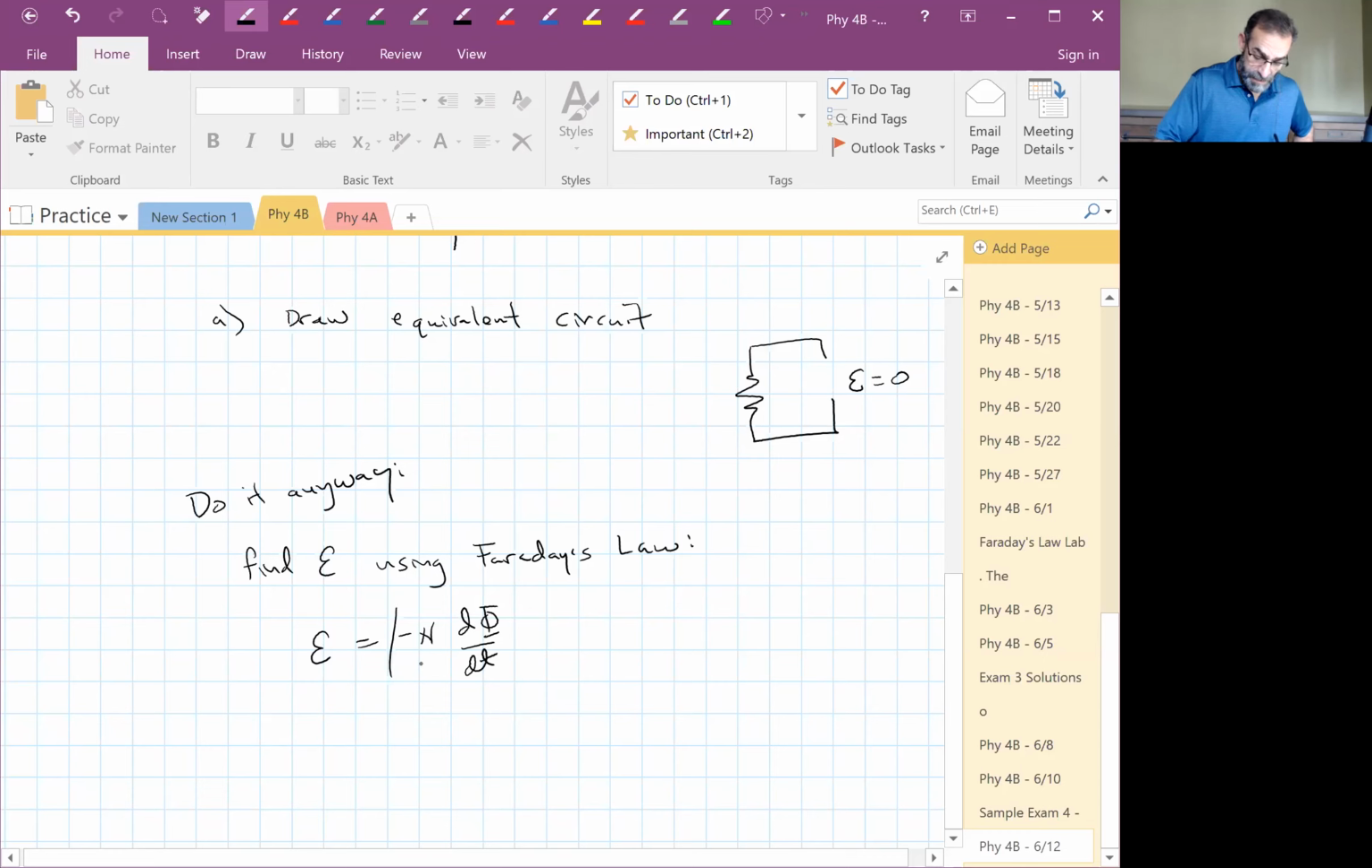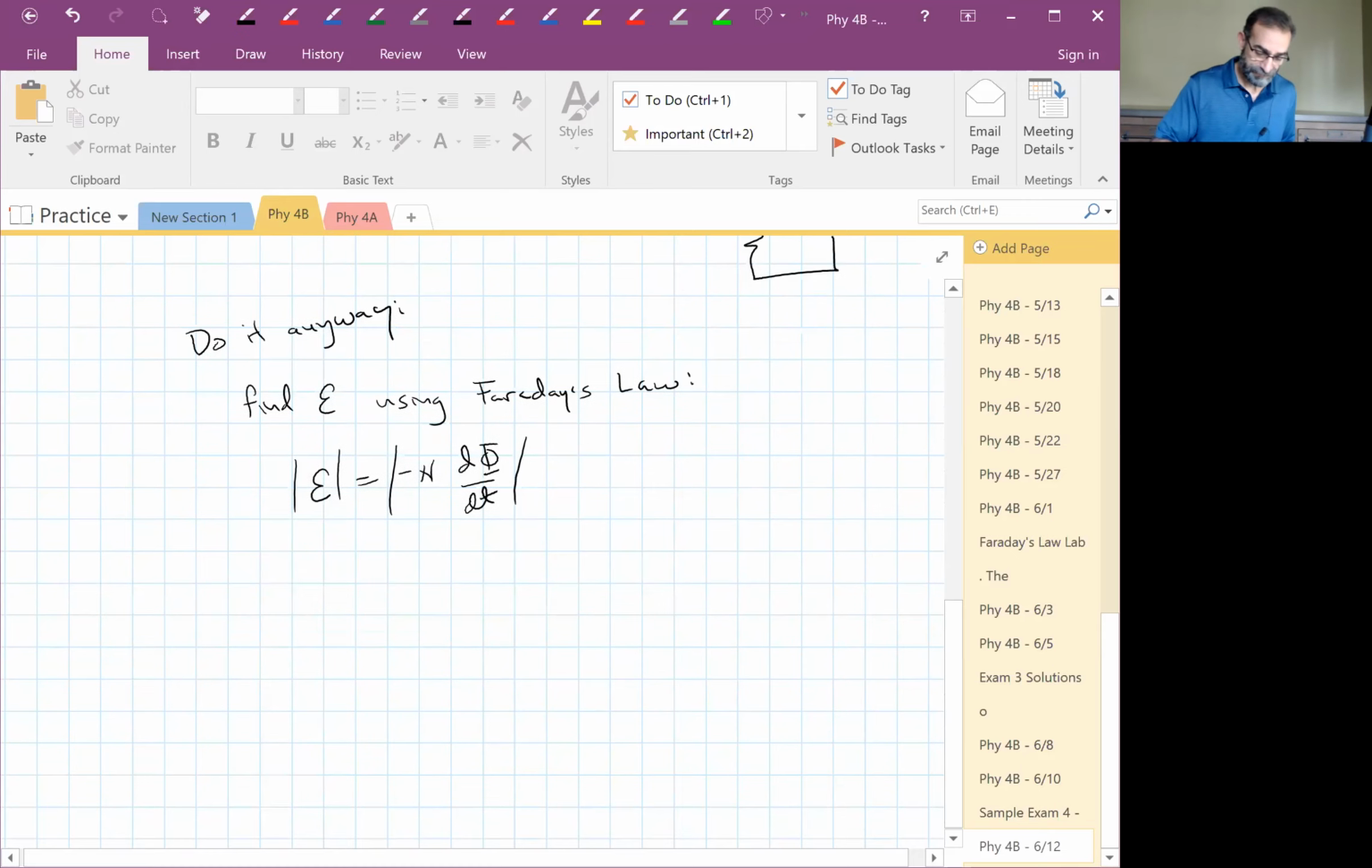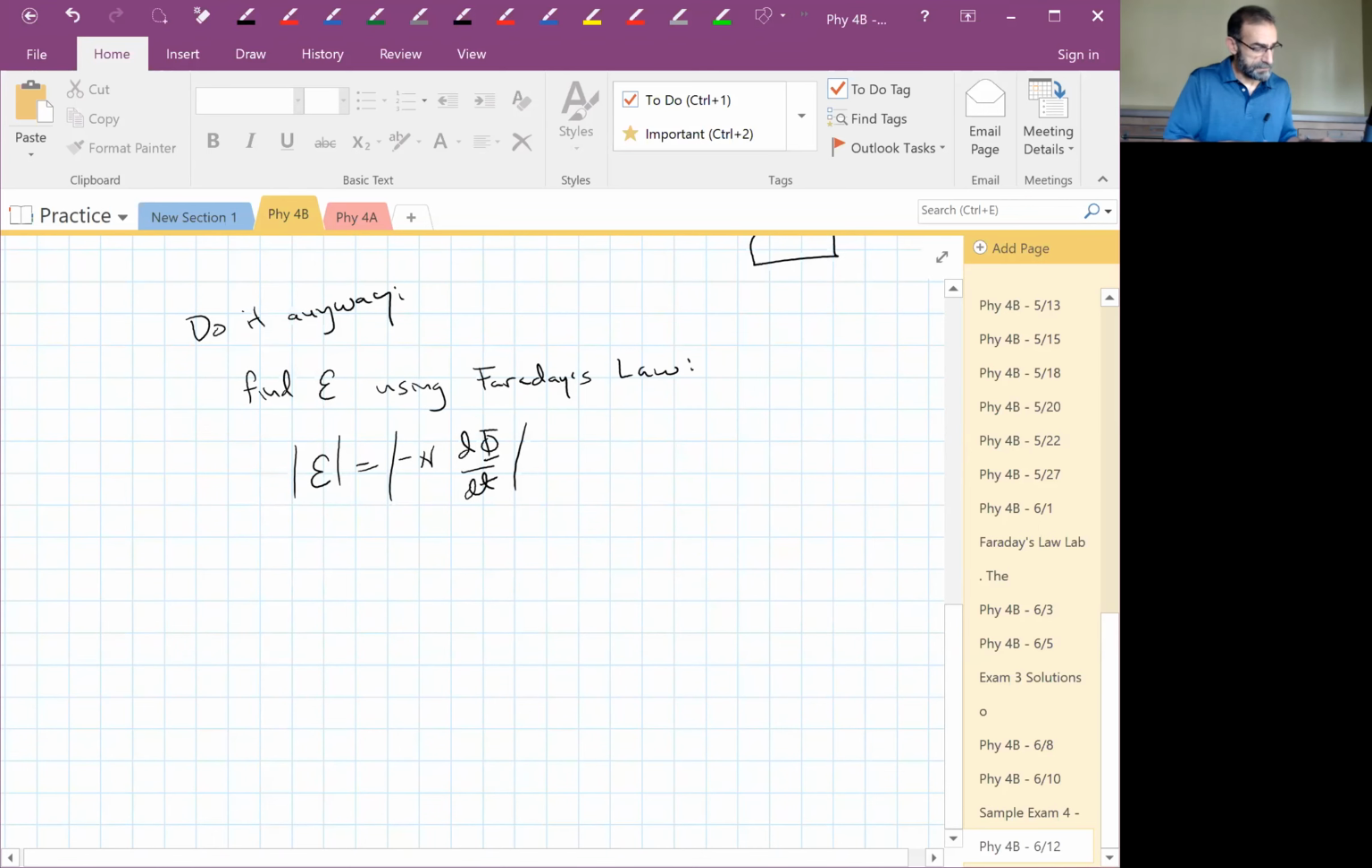Let's just, I'll ignore the signs for now. The only time you need to take the sign into account is if you have multiple changes all happening at once. Some of them might be causing the EMF in one direction, some might be causing it in the other direction. When will we have that? In the next example. Okay, one thing at a time.